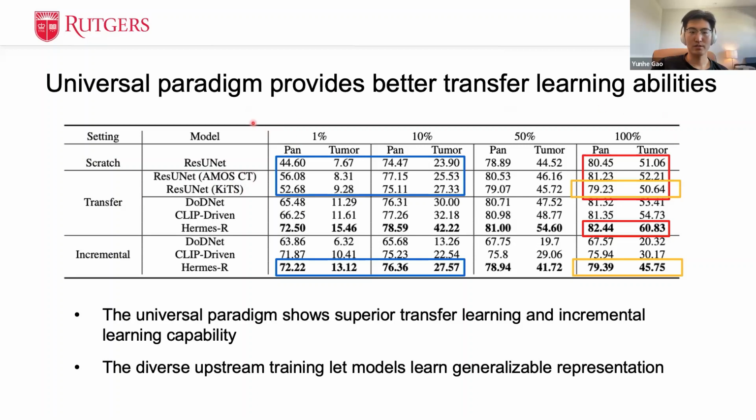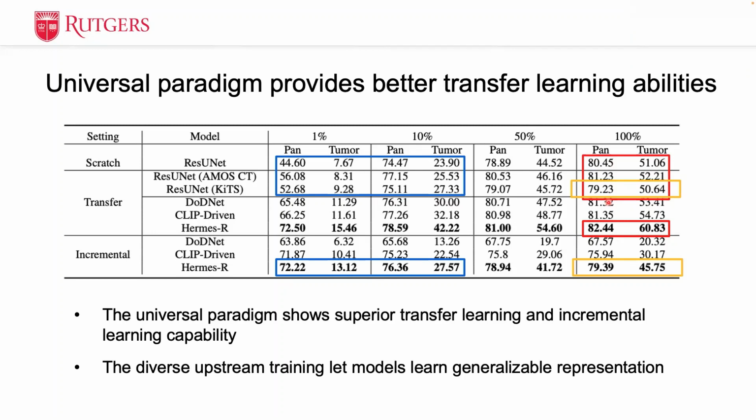And we also do the experiments under different data ratios, like 1% means 2 scans, and 10% means about 20 images, and 100% means about 214 images. And we can see that the proposed Hermes has much better transfer capabilities compared to training from scratch or transferring from a single dataset. Like if we have only half the number of downstream data, Hermes has outperformed training from scratch with the full data or transfer from a single model, from a single dataset.